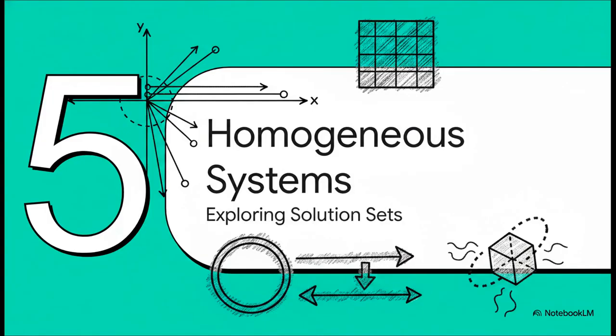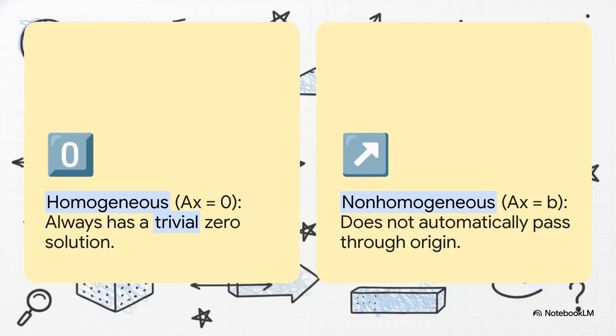Part 5. Homogeneous versus non-homogeneous systems. Let's categorize these to understand their deeper geometric structure. The core difference here is surprisingly simple. A homogeneous system is just set equal to 0. Because of that, it's always consistent. It always has at least the trivial 0 solution, meaning if you set all variables to 0, it works, so it passes exactly through the origin point.